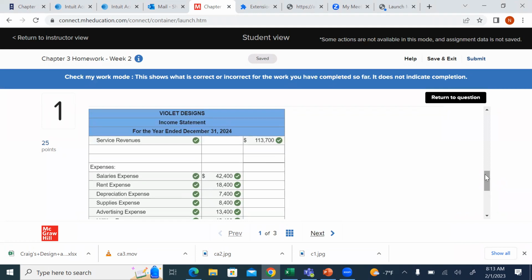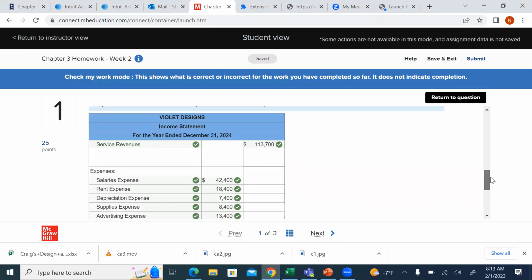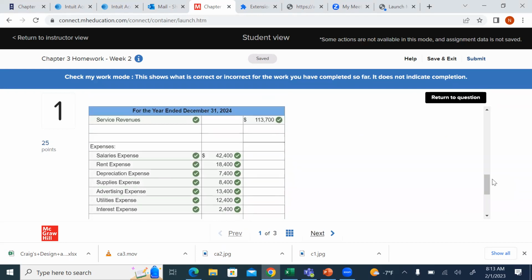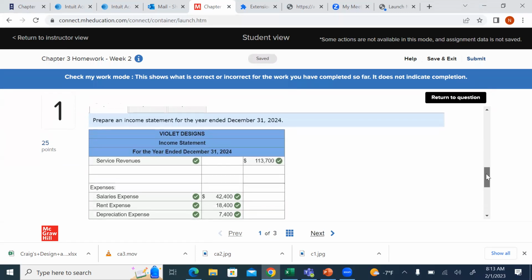We'll try to make this smaller. So, I started with service revenues. Can I make my screen smaller? I'm so used to Dell's. No, we'll just work with what I have here.